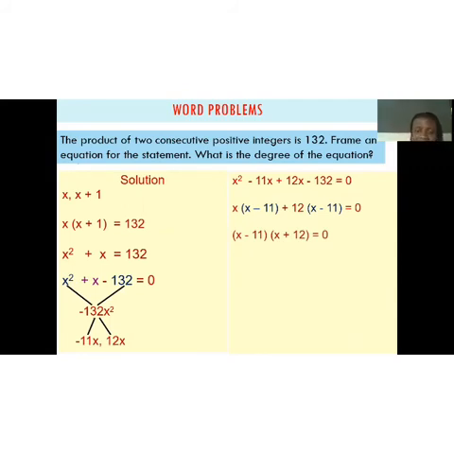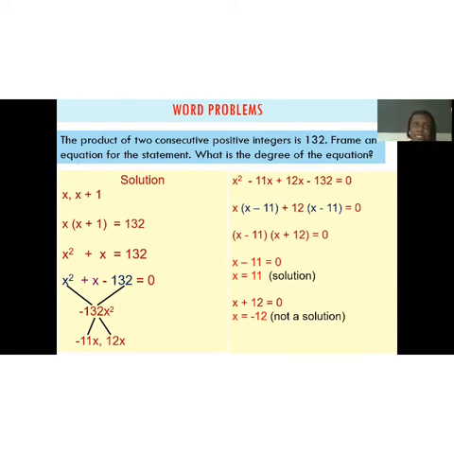Now we equate each one to 0. x minus 11 is 0, so x is 11. This is a solution. x plus 12 equals 0, so x is minus 12. This is not a solution, simply because we were told that the integers are positive. Minus 12 is not positive, so that's not part of our solution. If it wasn't specified, it could be part of the solution, but since they said positive, we're just going to take x as 11.